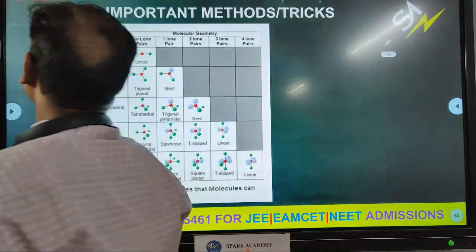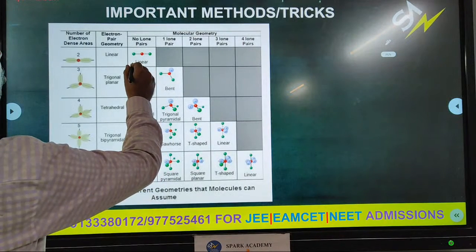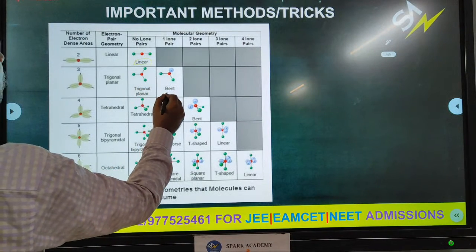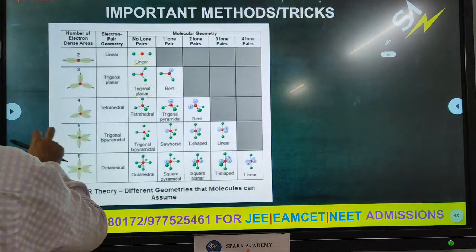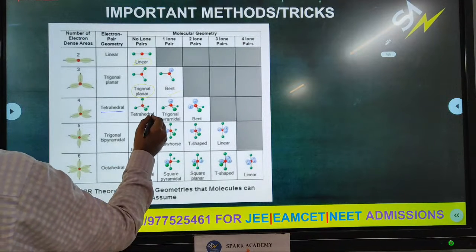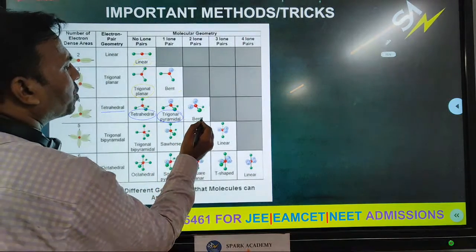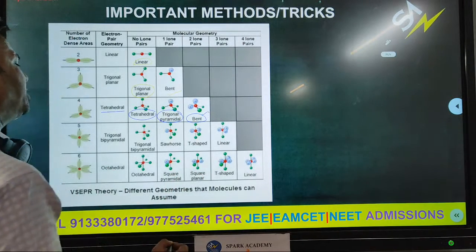Now here: number of electron dense areas, electron pair geometry, number of lone pairs. In the case of trigonal planar electron pair geometry, with no lone pairs the shape is trigonal planar, but with one lone pair it becomes bent. For tetrahedral, with no lone pairs the geometry is tetrahedral only, but due to one lone pair it becomes trigonal pyramidal, and due to two lone pairs it becomes bent shape.